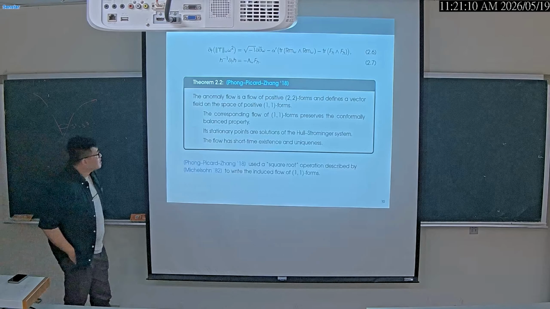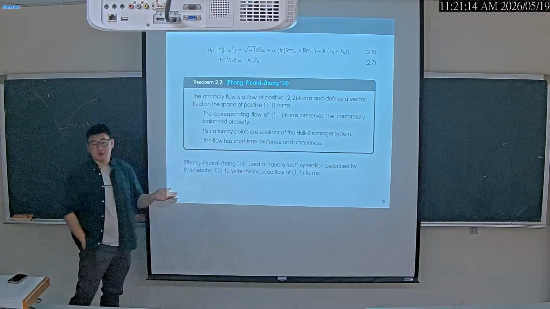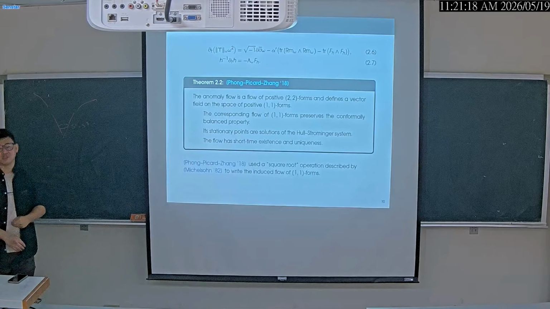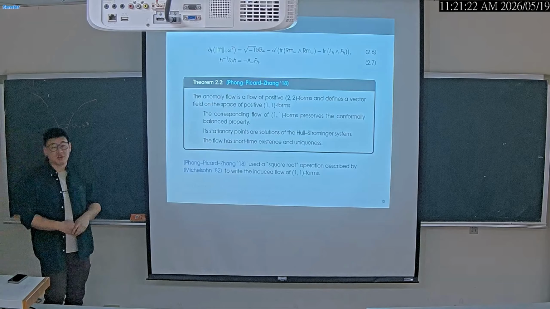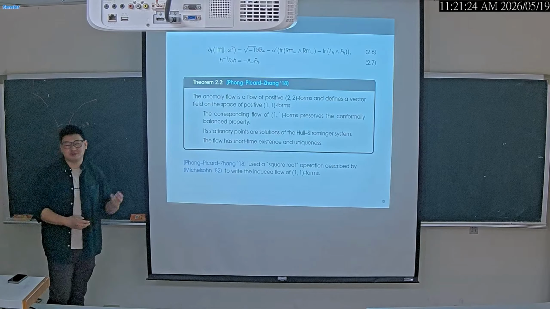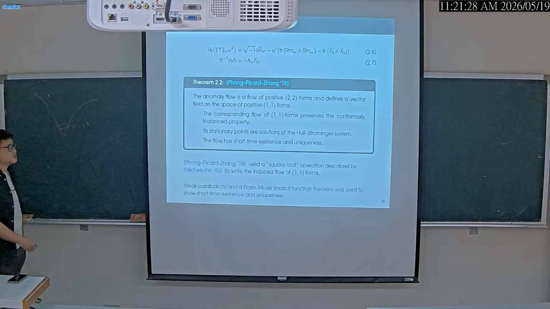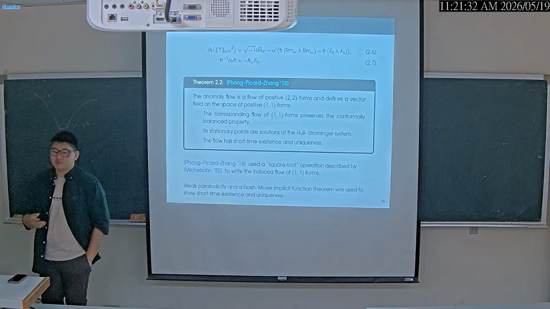Briefly, to extract the 1-1 form from these 2-2 forms, you can use a square root operation that's described by Michelsohn. In general, this is an (n-1)-th root equation. It's just that we're on complex 3 dimensions, so n is 3, so you can take the square root. And then to show short-time existence and uniqueness, they just use weak parabolicity and the Nash-Moser implicit function theorem.